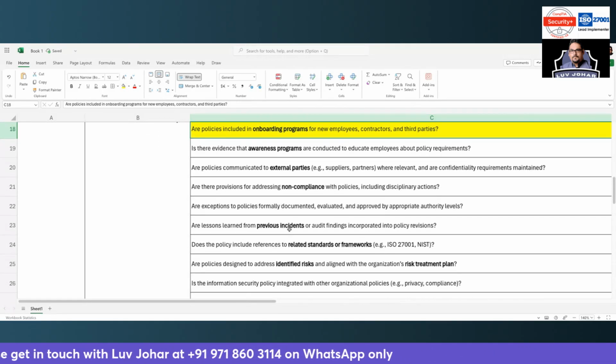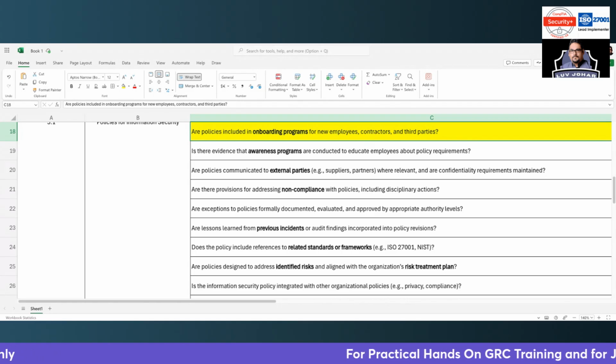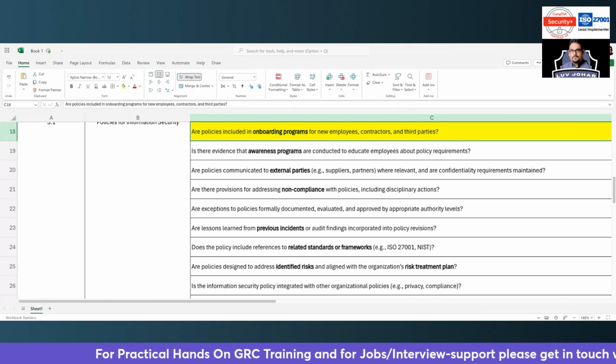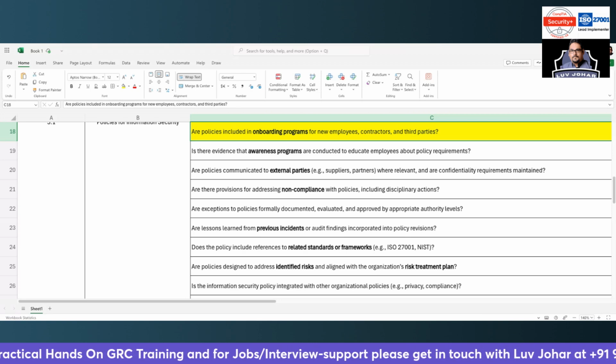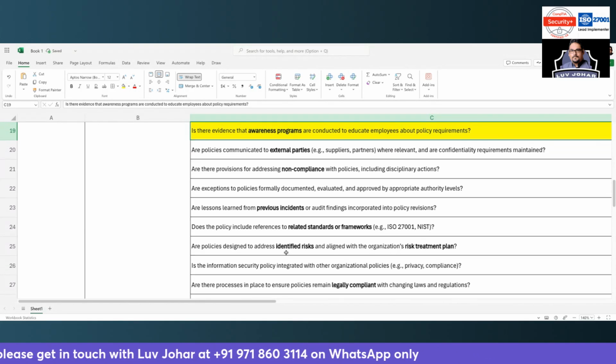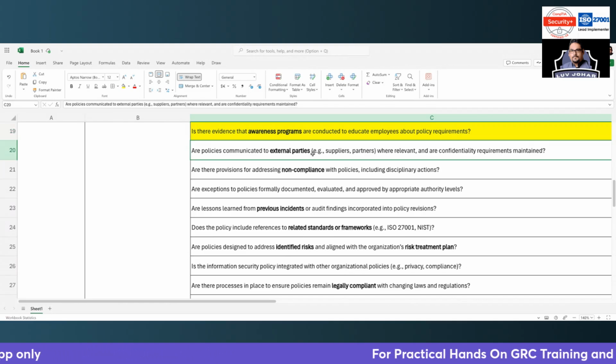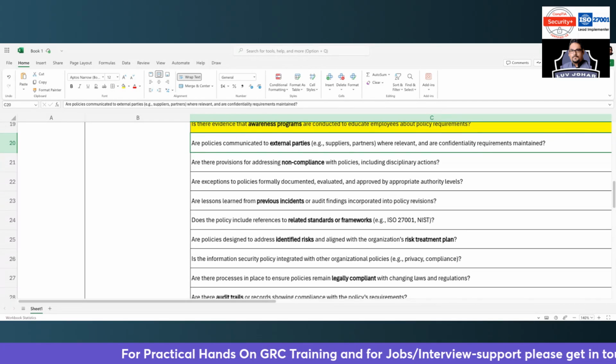And after that, are policies included in the onboarding program for new employees, contractors, and third parties? This is very important from an HR induction perspective. You need to make sure that the information security policy is included in the onboarding and induction program for new employees, contractors, and third parties, right? And after that, is there evidence that awareness programs are conducted to educate employees about policy requirements? Whenever you conduct an awareness program, you need to make sure that the policies are also considered and discussed in those programs, so that people are aware of these policies, right?